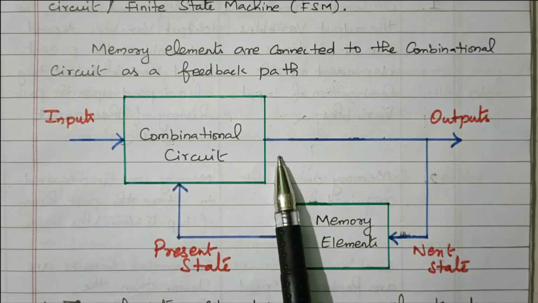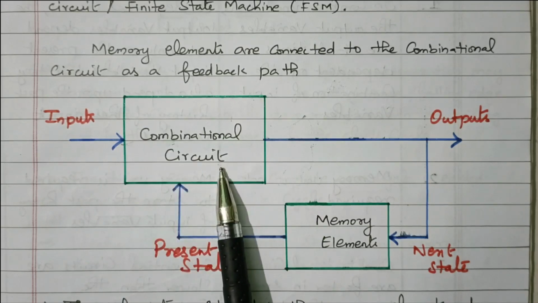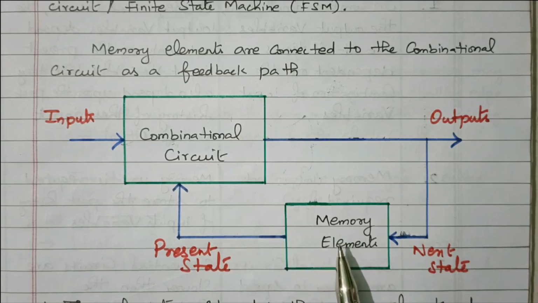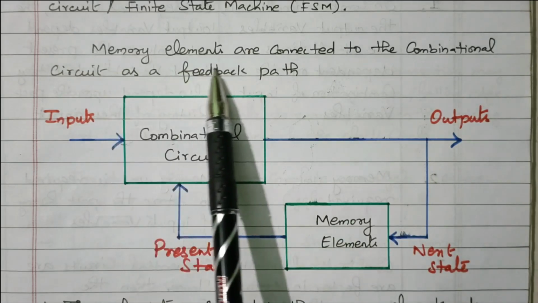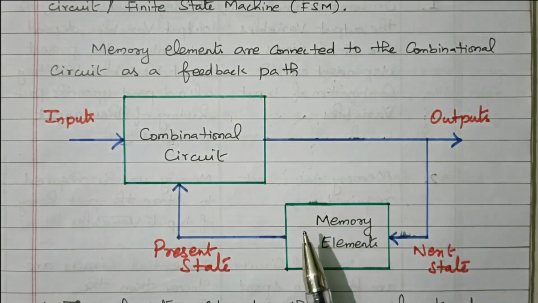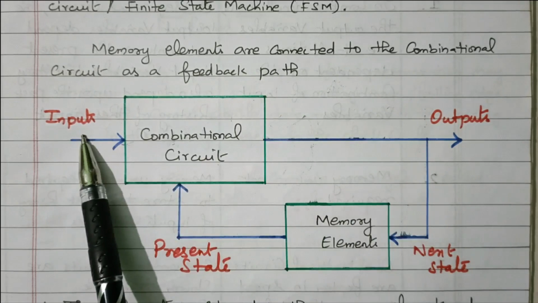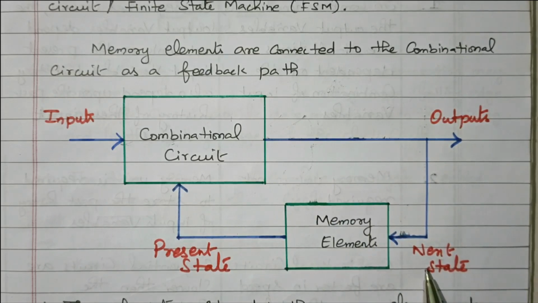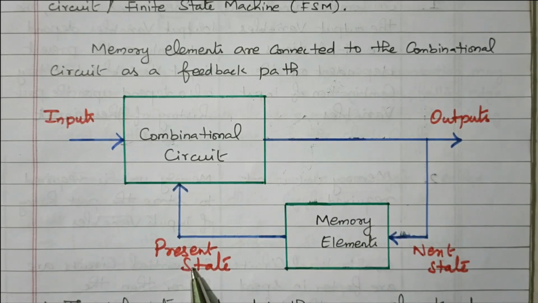It will not store any data. That is a combinational circuit. Based on the combinational logic diagram, it will produce the output. When the memory element is connected as feedback, it is called a sequential circuit. Memory elements are connected to the combinational circuit as a feedback path. So this is the input, combinational circuit, output, and memory is connected. Due to that, we have two different outputs available, two different states: the next state and the present state.